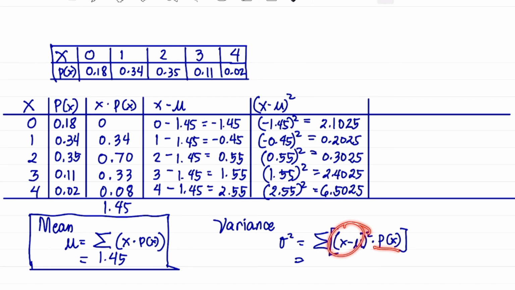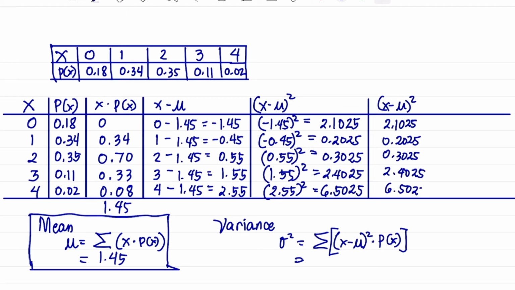After taking this, multiply the corresponding probability. So x minus mu squared, or 2.1025, 0.2025, 0.3025, 2.4025, and 6.5025. Multiply the corresponding probability. The corresponding probabilities are this.